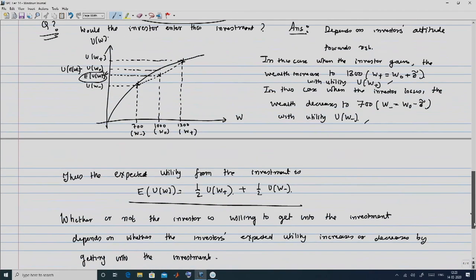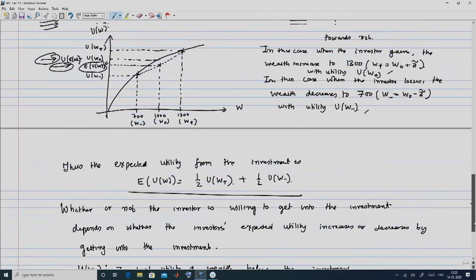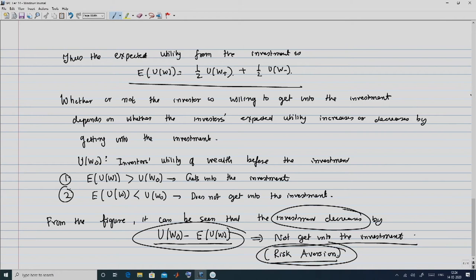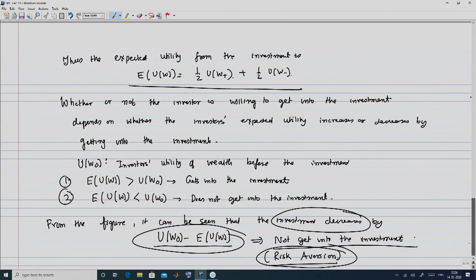Just going back to the graph, observe carefully: this is the utility the investor would have without making the investment, and this is the utility they are expected to have if they invest. You observe that the utility after investment is less, and the difference, U of W naught minus expected utility of W, is the decrease in value as a result of the investment. That is the reason why the investor is not going to get into the investment, because the investor is risk averse. This has happened because the graph is concave. That is why this quantity ends up being negative.